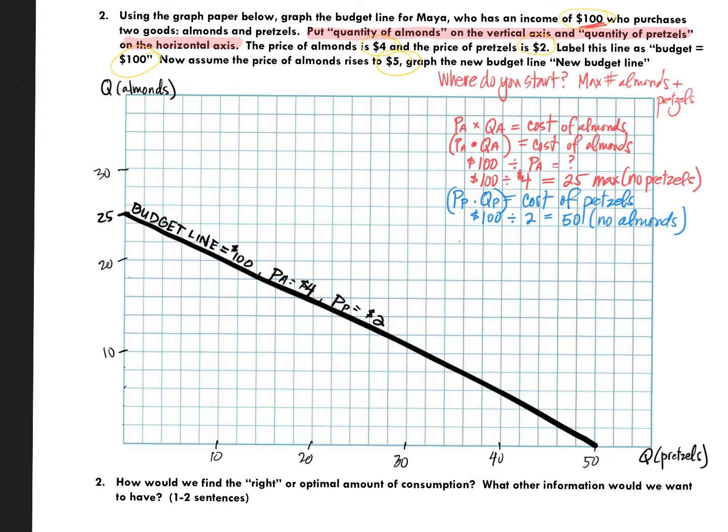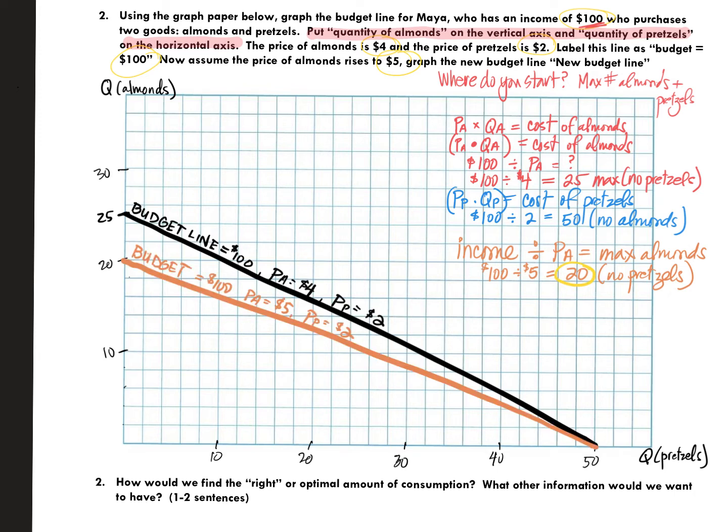So now we look at a new budget line where nothing else has changed except the price of almonds. At $100 of income, we can afford fewer almonds because the price rose. So you do the same thing where you divide your income by the price to get the maximum. Now at the maximum, you can only afford 20 almonds. And you've got both budget lines now.